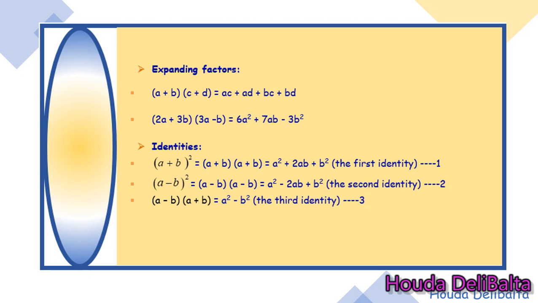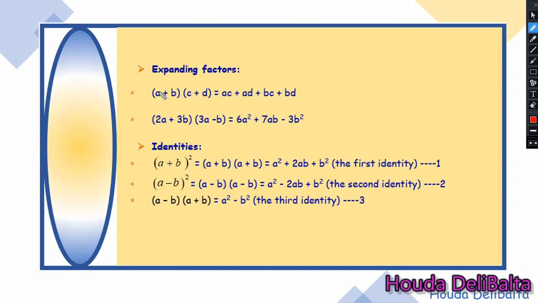So as you see here, these are two factors. The first factor contains a plus b. As you see, there are letters, and the second factor contains c plus d. So how do we apply expanding factors?